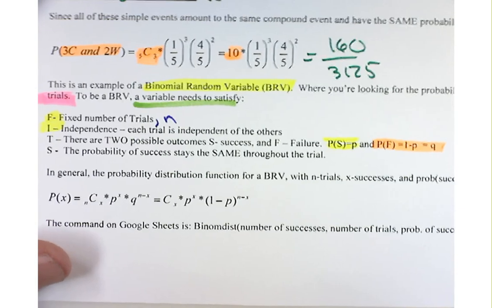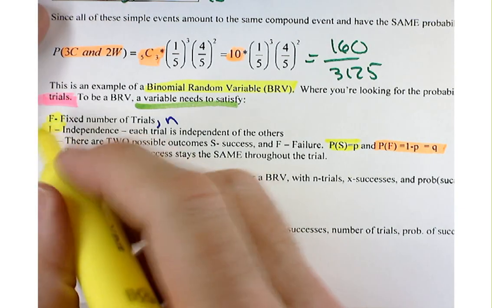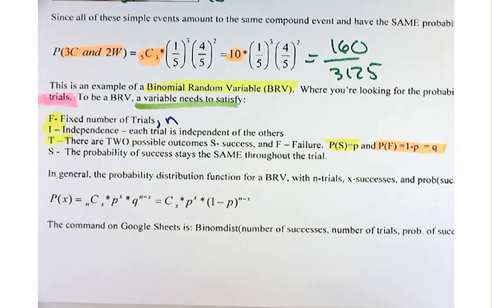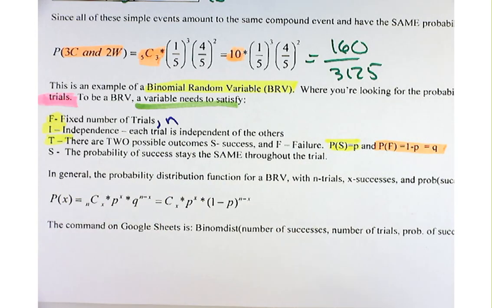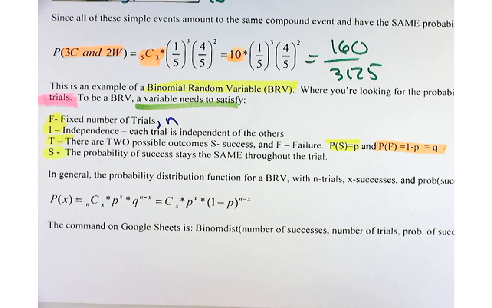There are two outcomes, success or failure. Now those can be defined as needed, but there's just two possible outcomes. And from one trial to the next, the same probability of success applies. So all four of those things have to be in place.